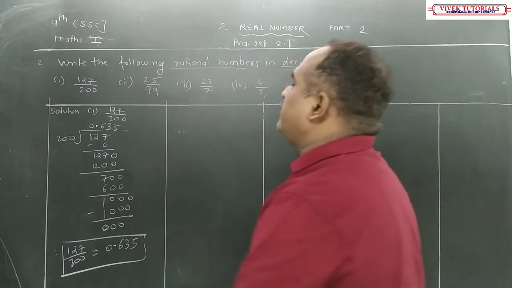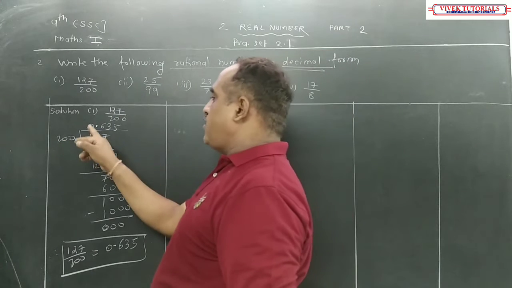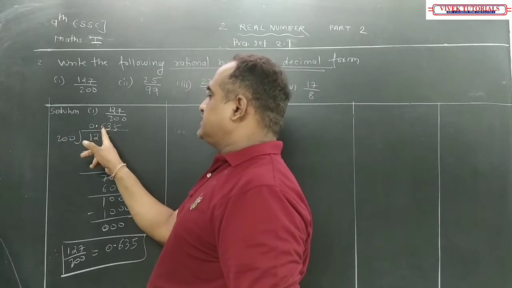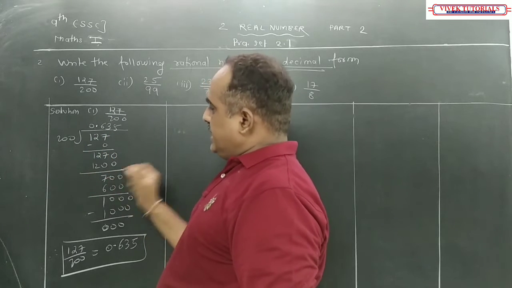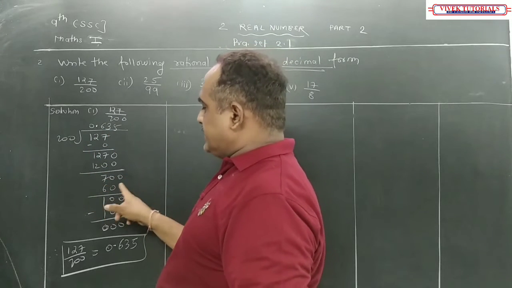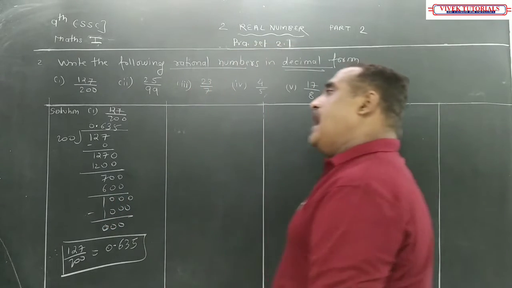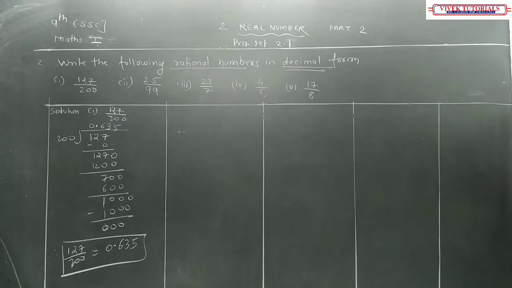I think you have understood this. You just have to divide it. 127 is less than 200, that's why I have taken 0.127, but 6 1200, 700 is left, then 3 600, 100 is left, I made it 1000, 7 5. I think have you understood this? Okay.